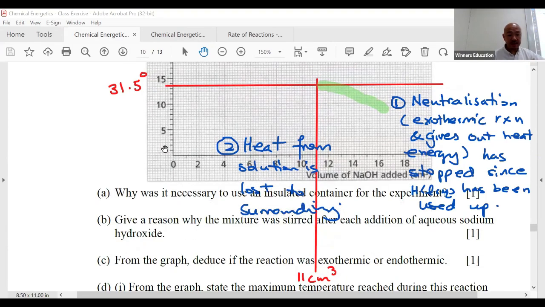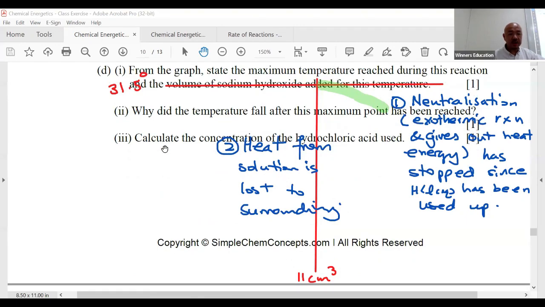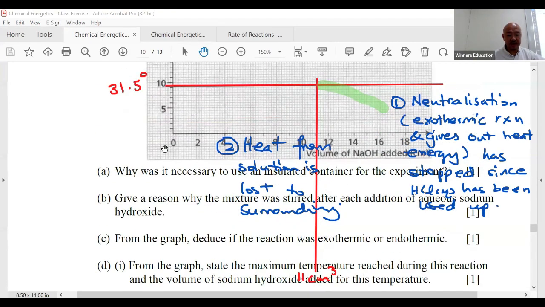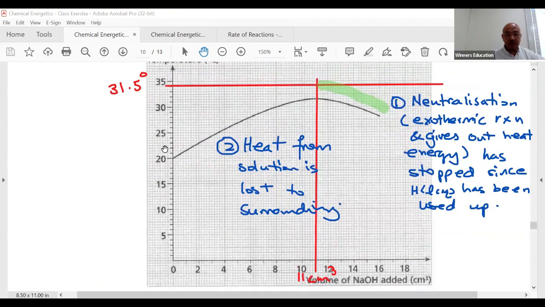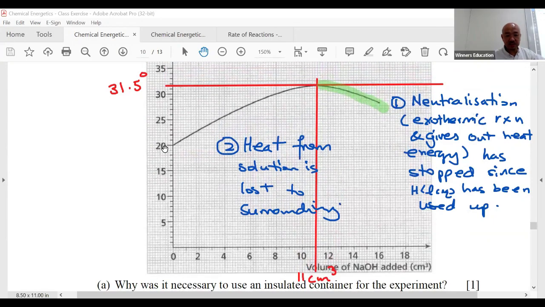Yeah, then we carry on, which is to calculate the concentration of the hydrochloric acid used. Now, why do they help us by telling us where the maximum temperature is reached and what is the volume that gets to that point? Simply because this is the point whereby we say all the acid has been reacted. They react just nice. Volumetric analysis. Done. Okay? Here we go.